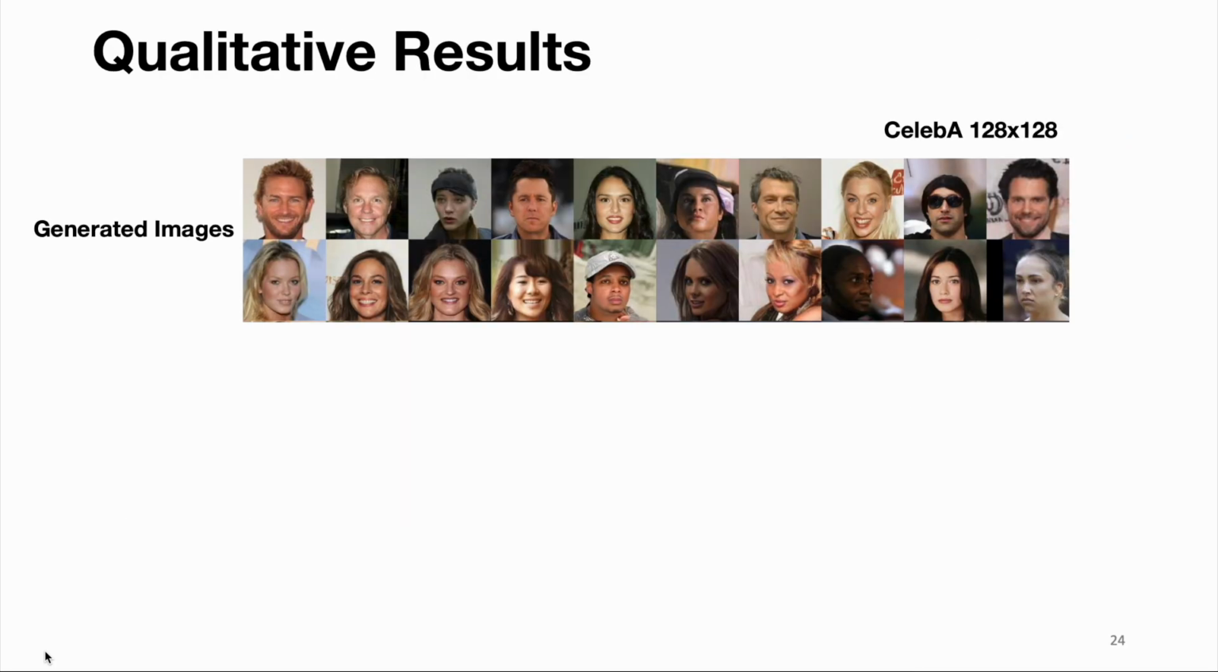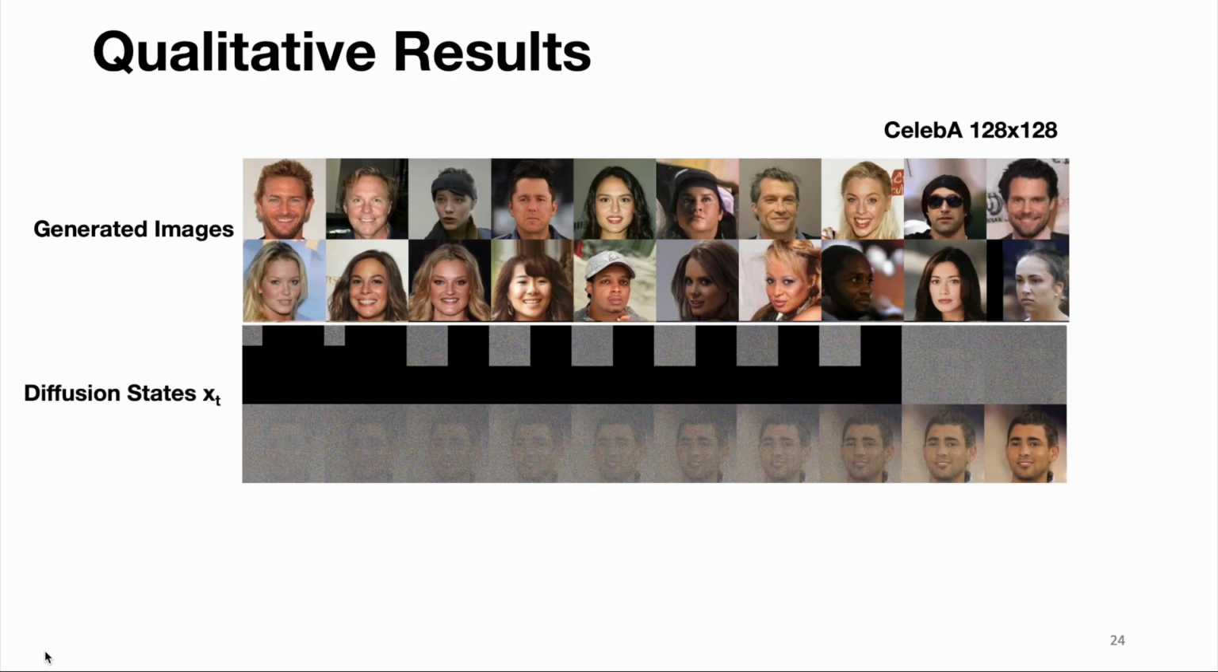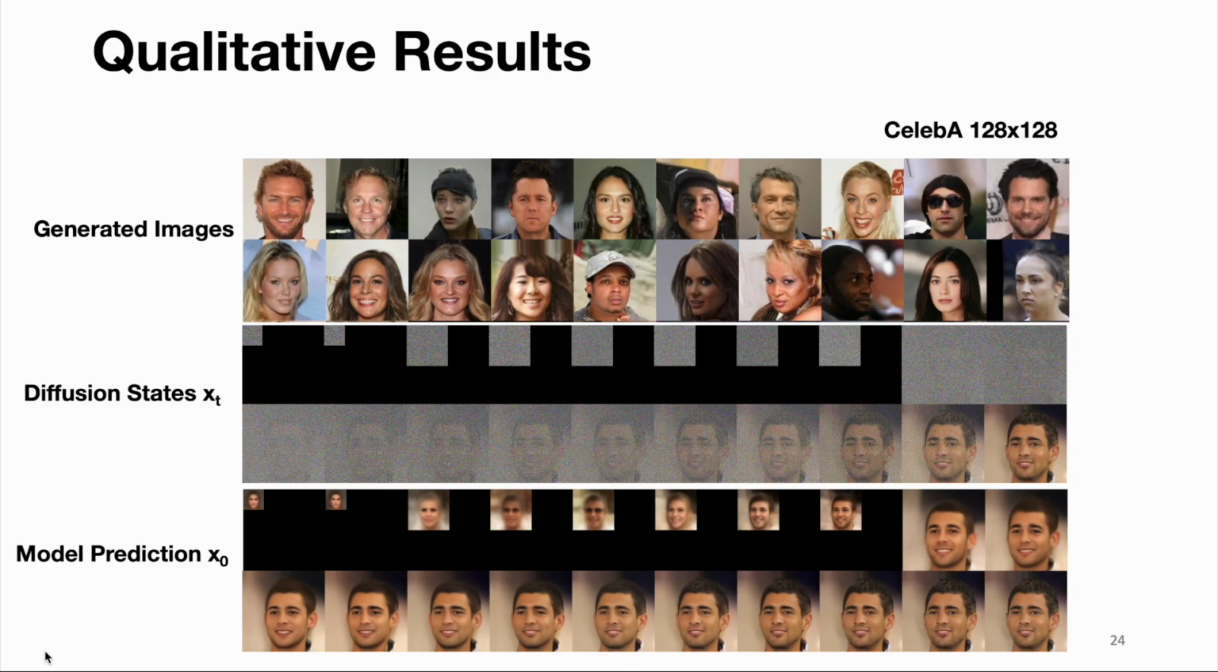Here are some generated results on CelebA. And the diffusion process looks like this. More interestingly, the model's clean image prediction evolves from an average face and then tries to figure out the gender and then the color of the skin, and finally the finer details like beard and hair.